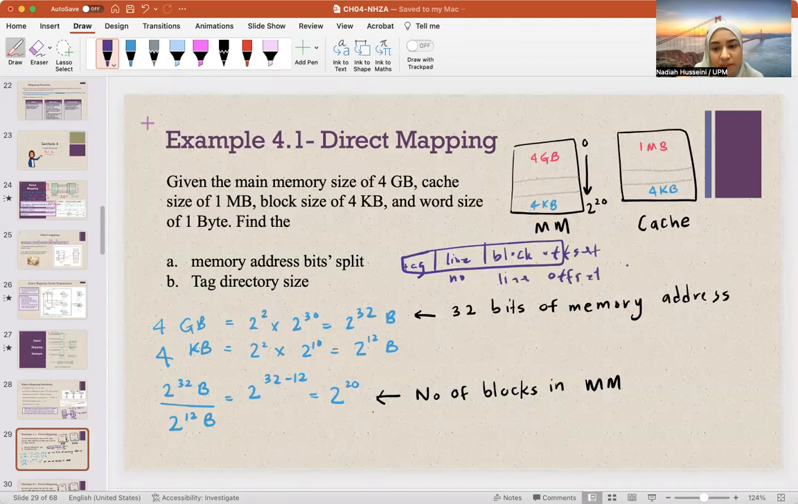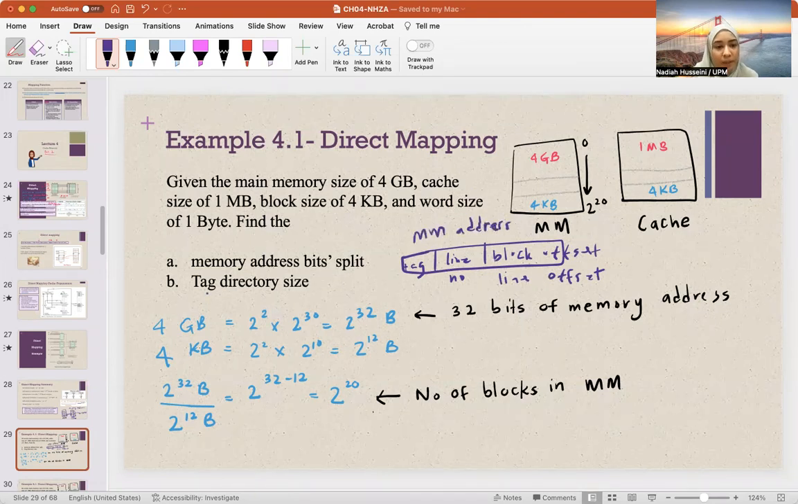Sorry for the bad handwriting. So this is the format for direct mapping. You will see in the coming slides that fully associative and set associative have a different format for the main memory address. So you have to remember the format for each.